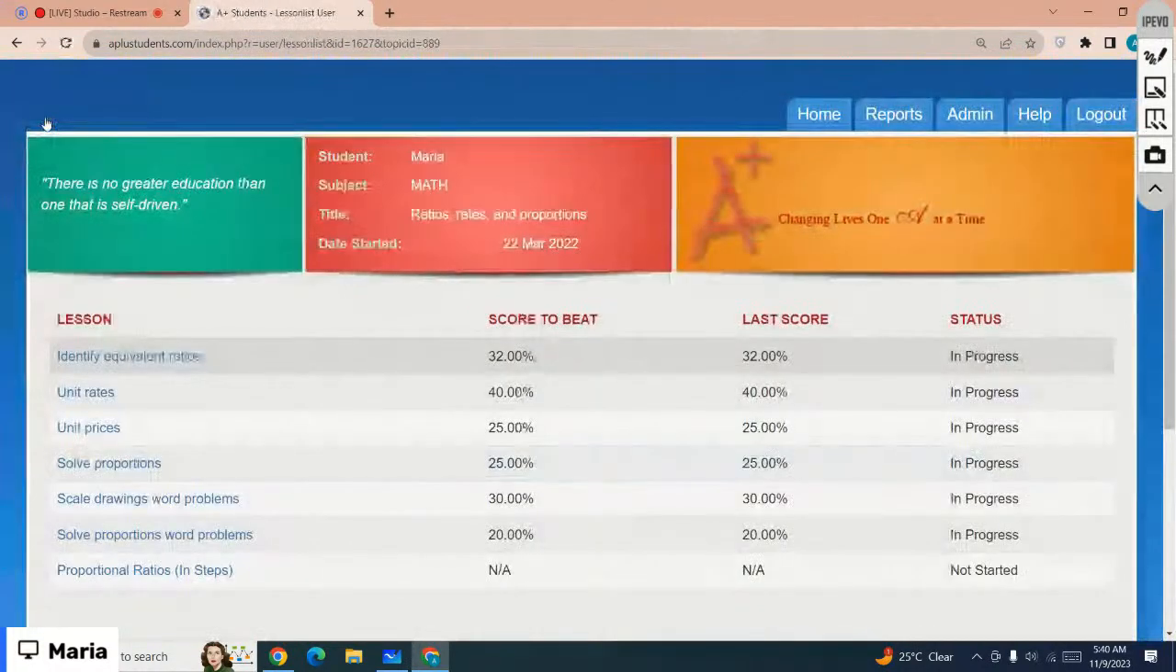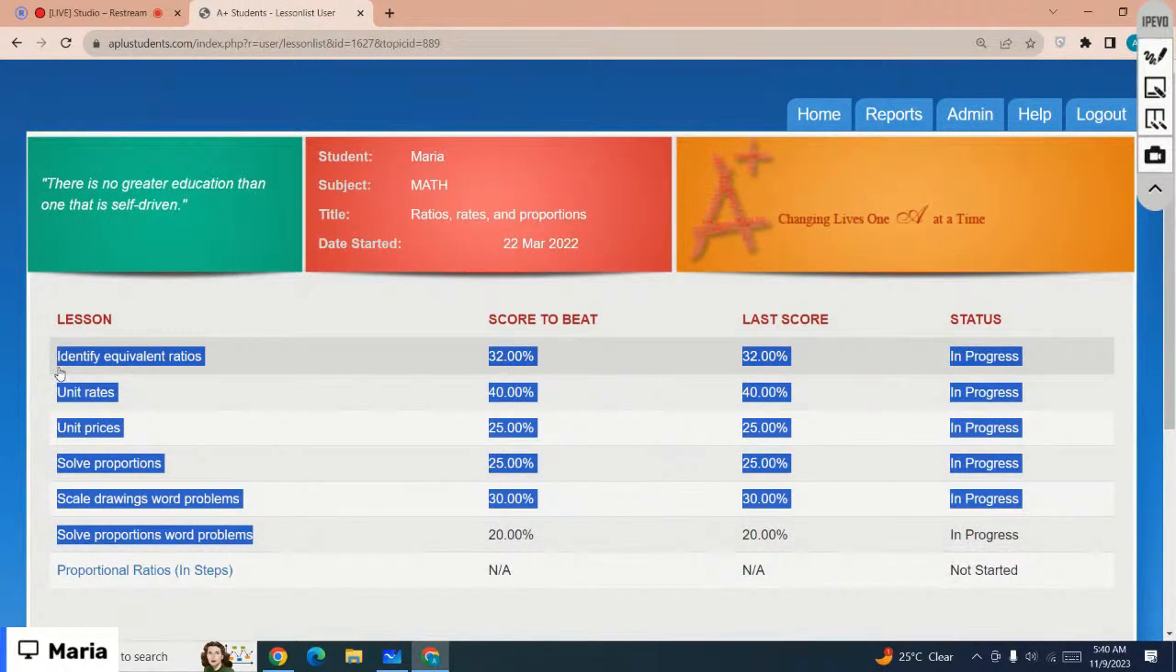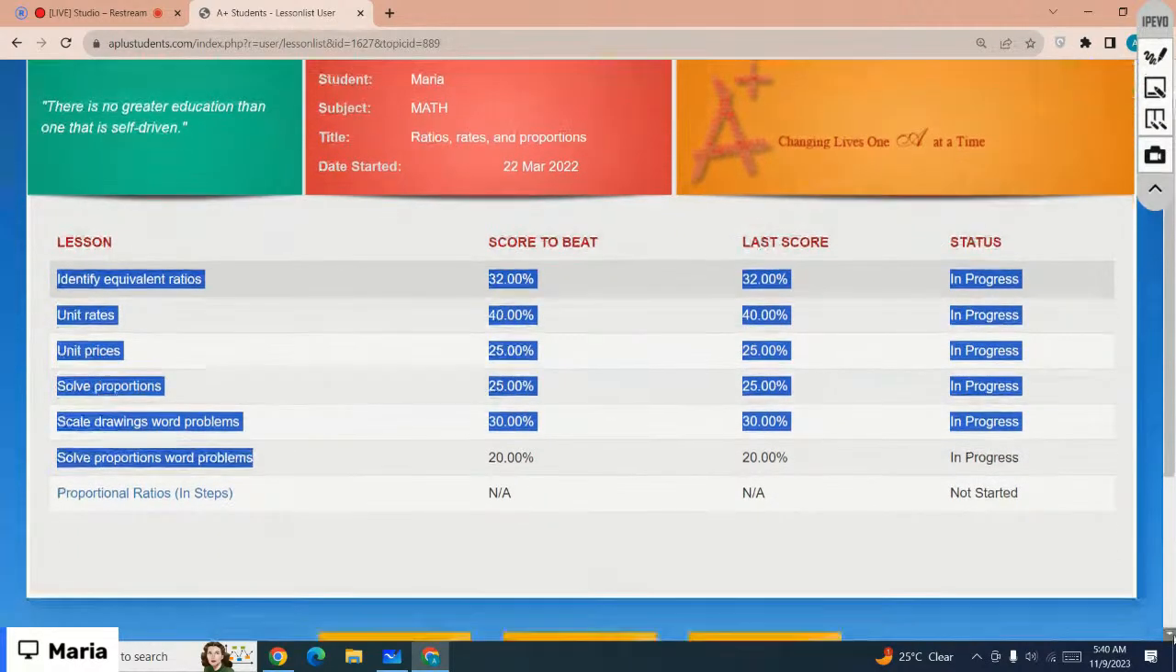So, we were working on grade 9 math. The chapter we are working on is ratios, rates, and proportions. The lessons we have covered today are identify equivalent ratios, unit rates, unit prices, solve proportion, then solve scale drawings. Word problems and solve proportion word problems you have to do on your own, right? So that is your homework until next session. You have to complete all the practice questions for the lessons we did today.